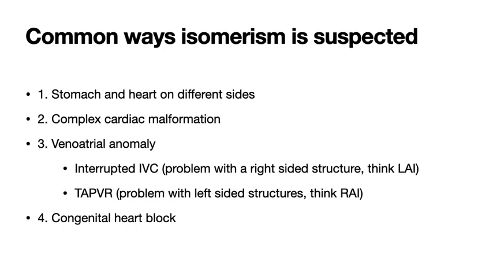And then another way that isomerism is suspected is congenital heart block. So the two big things you think of with congenital heart block is, one, anti-SSA with lupus patients, but you can have atrial isomerism where you have two lefts and you don't have a right, and you don't have the normal conduction system.